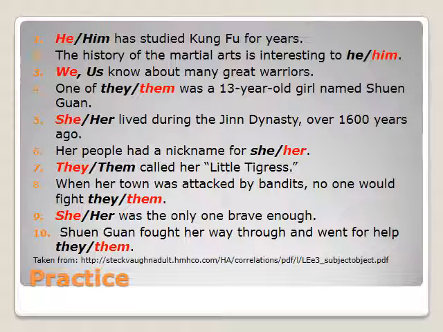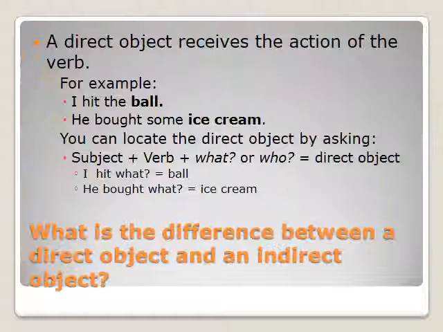Okay, so we will review more of this in class. This is probably the most confusing part, and the thing that students tend to have the most difficulty with. And this question is, what is the difference between a direct object and an indirect object?